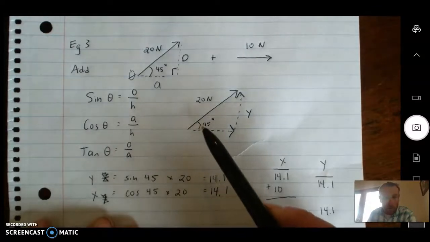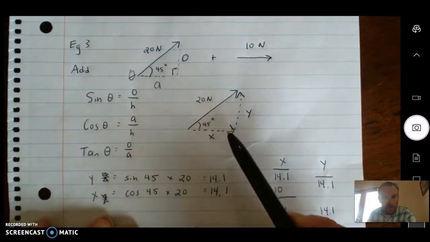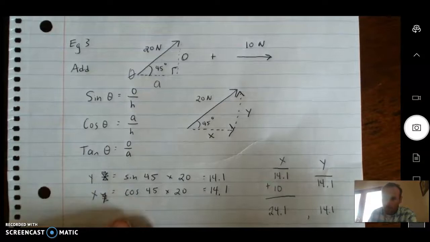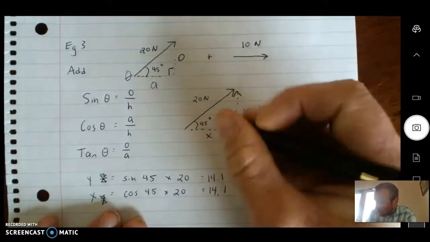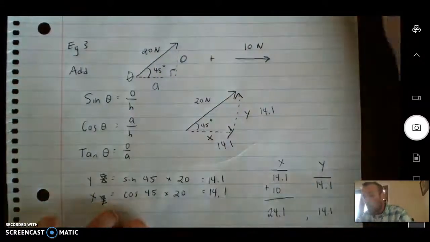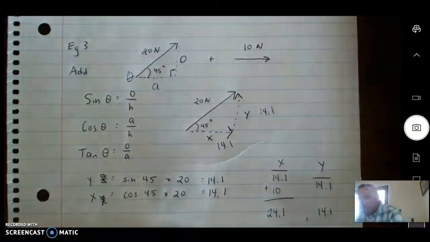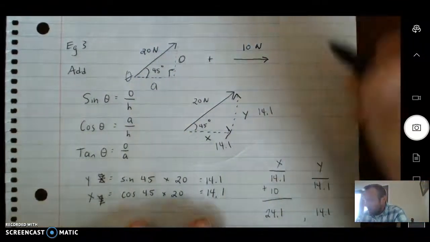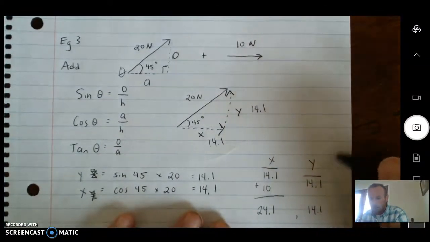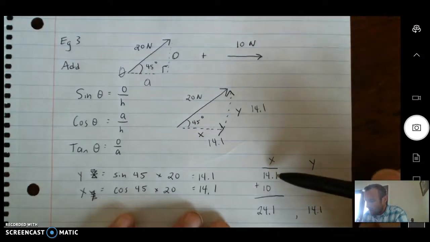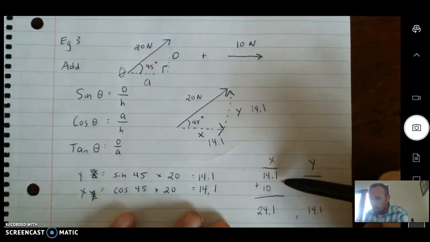So if the angle is not 45, let's say it was a 30, 60, 90 right triangle, well then those legs would adjust accordingly. So once I know that this y component is 14.1 and this x component is 14.1, the way to deal with it is to make a list over here like I've done of my x components and y components. So what I have here is an x component of 14.1 in the positive x dimension. That's important. If it were pointing left, it would be a negative 14.1.